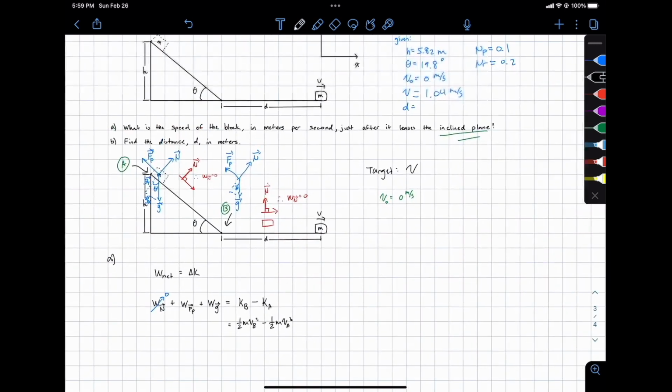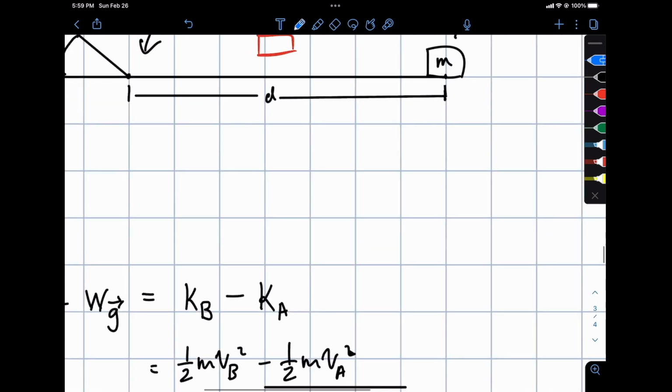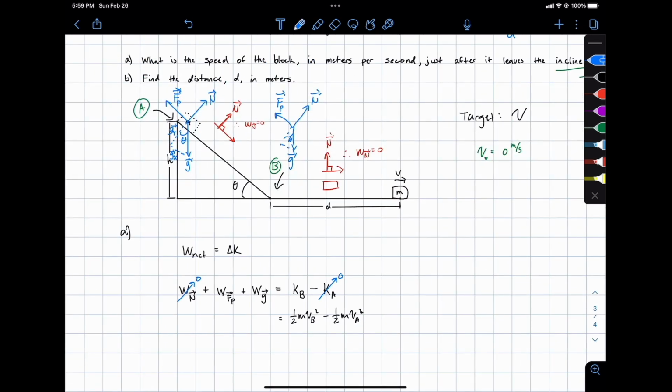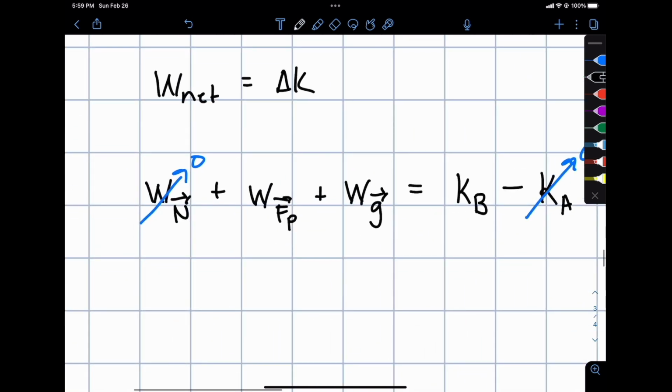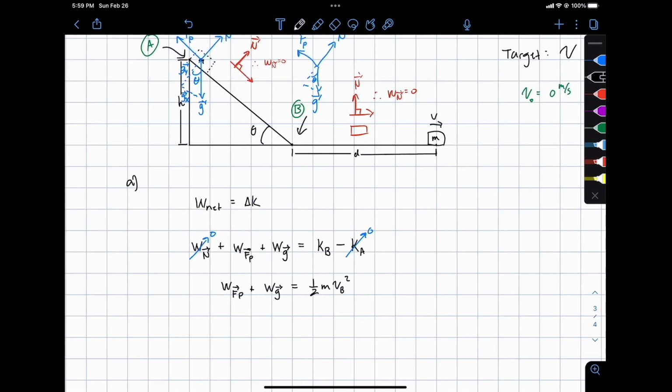And from the given values, we already know KA will equal 0 because the velocity at A is 0 meters per second, right? Anyway, let's continue. So now this equation simplifies to work done by the friction of the plane plus work done by gravity equals KB, which is what we wrote earlier, 1/2 m vb squared. That's easy to solve, right?